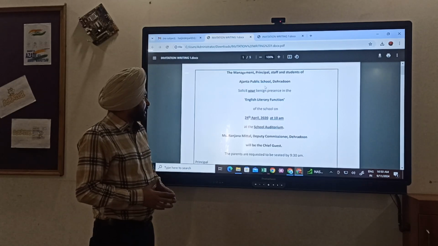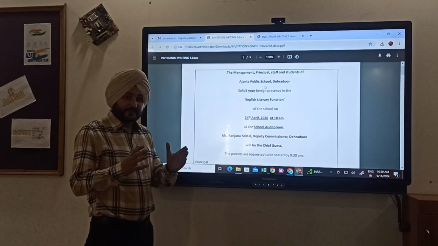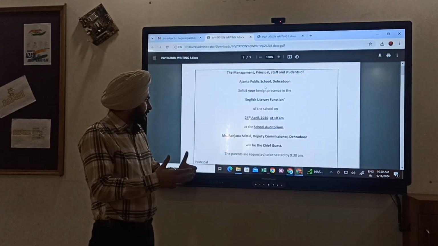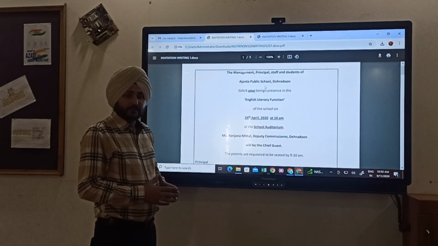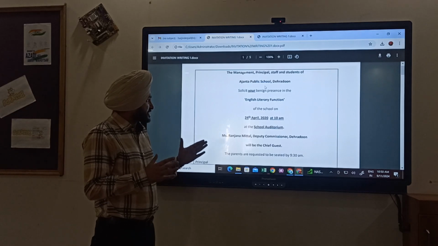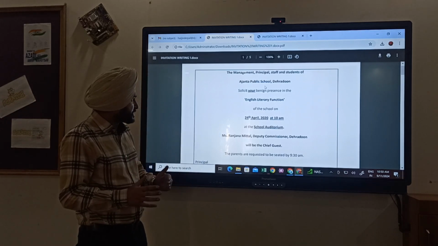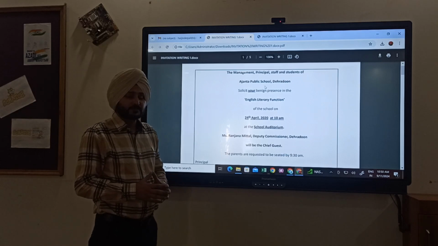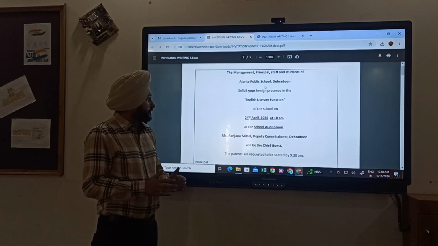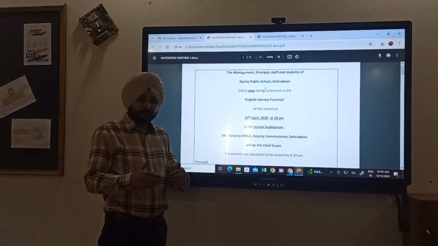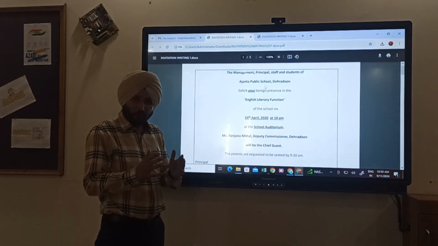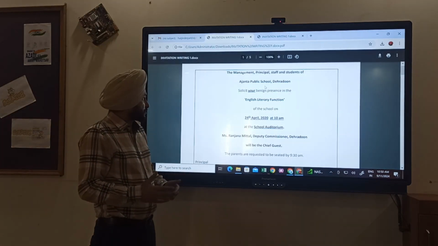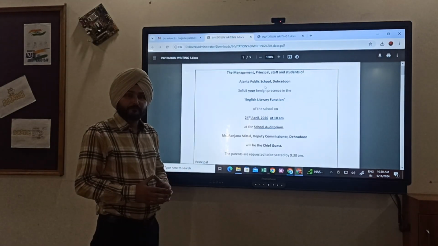As you can see on screen, when we send a card for the parents or for anybody else, we write it in this way: the management, principal, staff and students of so and so school, as I've written, Ajanta Public School, Dehradun, solicit your benign presence. You have to take care that the language is formal. Solicit your benign presence. Solicit means seek. Benign means kind.